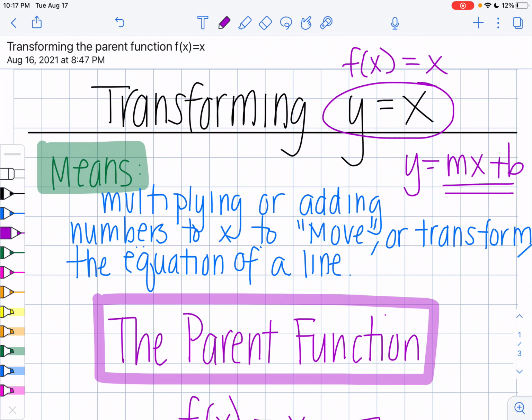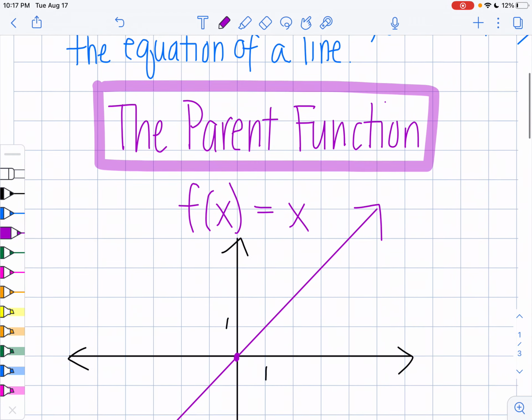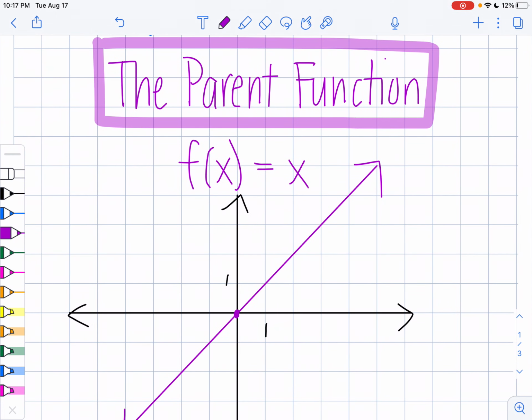What we're first going to look at is what we call the parent function. The parent function is the most basic function of any family of functions. The family of functions we're talking about today are lines. We know that lines look like y equals mx plus b, so we want to investigate what happens when I have an m that's not a 1, and what happens when I have a b that is not a 0. How does that change my line?